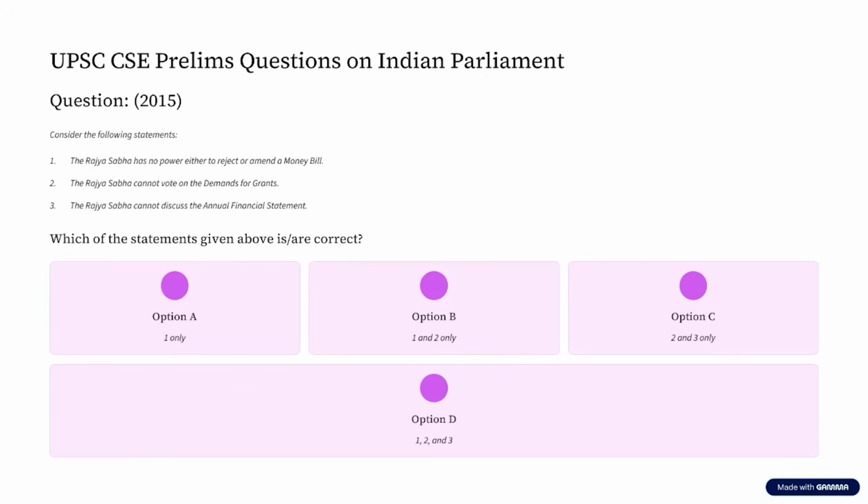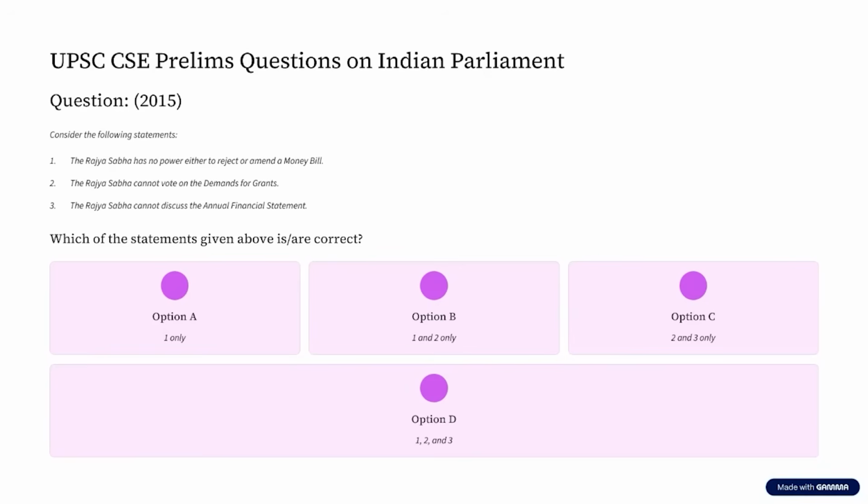Another thing is, let us assume there is a joint sitting due to a deadlock between Rajya Sabha and Lok Sabha on the matter of ordinary bills. Now, in this joint sitting, who presides over it? It is the Speaker of Lok Sabha.